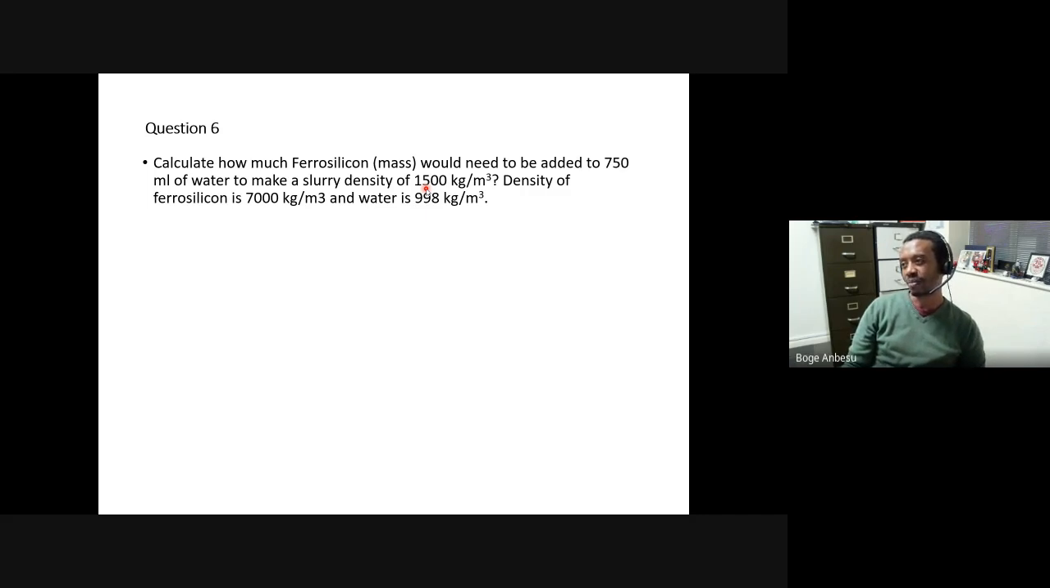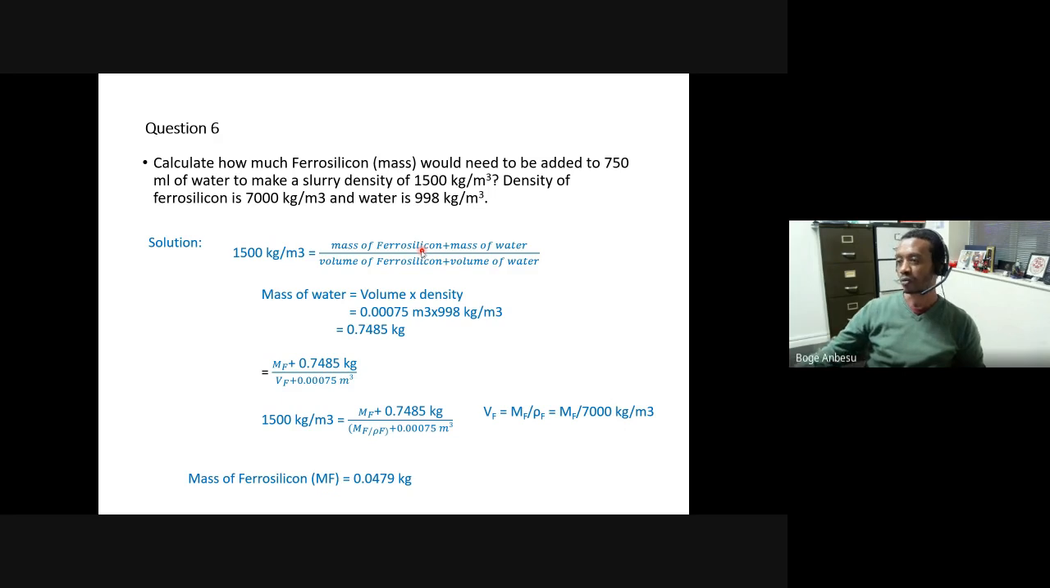So we know density is mass by volume. So when I say density of the slurry is 1,500, this is mass of the slurry divided by volume of the slurry. The mass of the slurry is made from the ferrosilicon and water. So mass of water plus mass of ferrosilicon gives me mass of the slurry. And volume of the slurry is obviously volume of the ferrosilicon plus volume of water. So that's just a simple calculation that you can use. So slurry density is mass of slurry by volume of slurry.